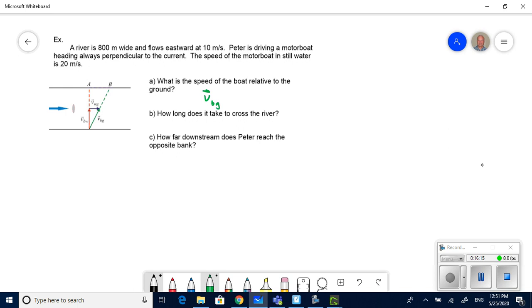So just like the last question, I'm going to focus on this small triangle right in here, this system.